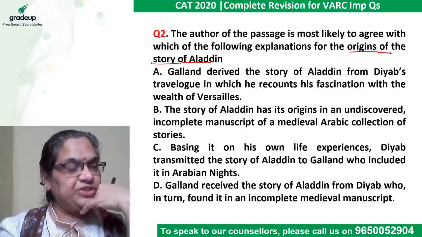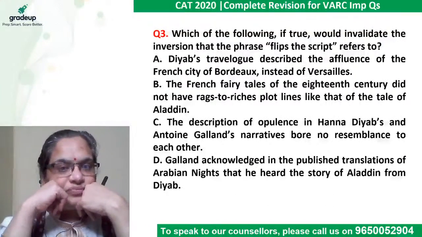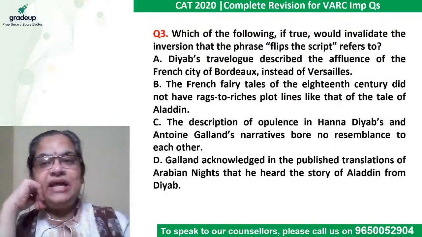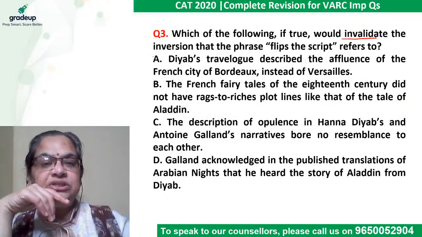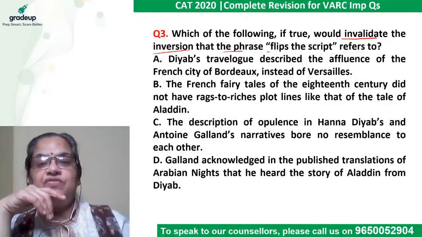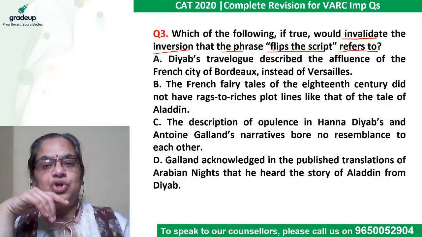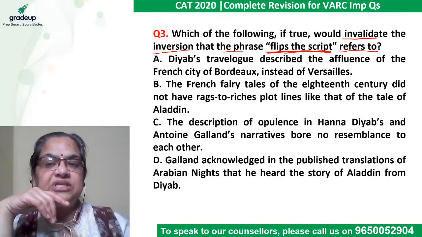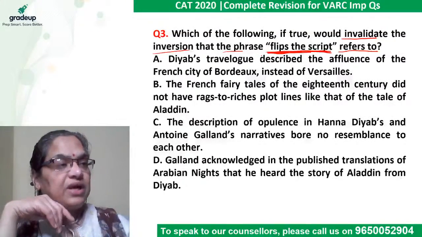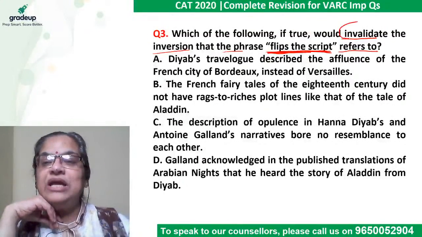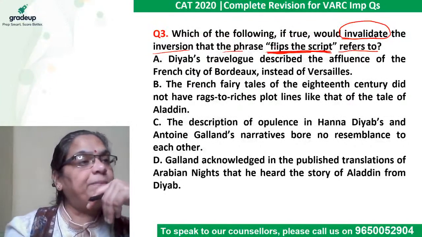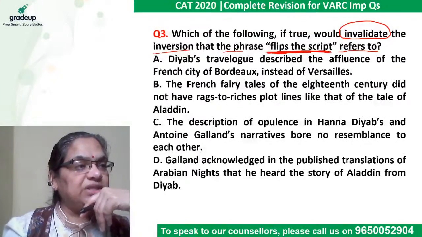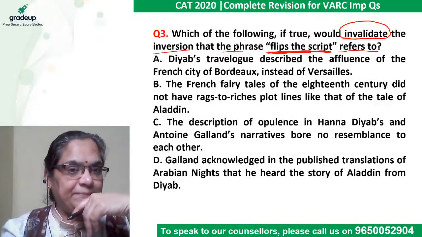All right. Question 3. Which of the following would invalidate, would make wrong the inversion that the phrase flips the script refers to? The author said that Diab's story kind of flips the script about the origin of Aladdin's story. Which one would invalidate or show that the author's claim of flipping the script is wrong, that there is no flipping the script happening here?